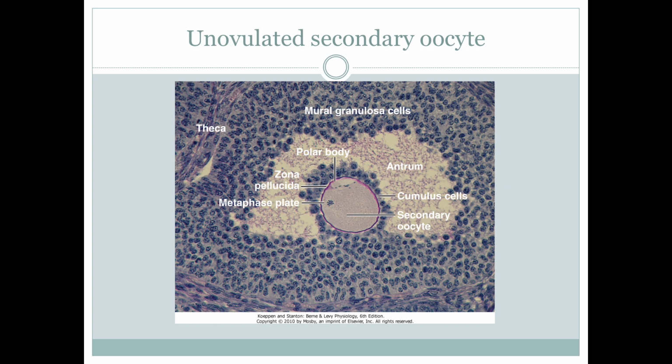All right, so let's look at a real egg that has been unovulated. So here is the secondary oocyte. Here's a little metaphase plate, how cool. Here's the cumulus cells on the outside. Here's the zona pellucida. This is the polar body, so you know which side you're looking at. These are the mural granulosa cells.